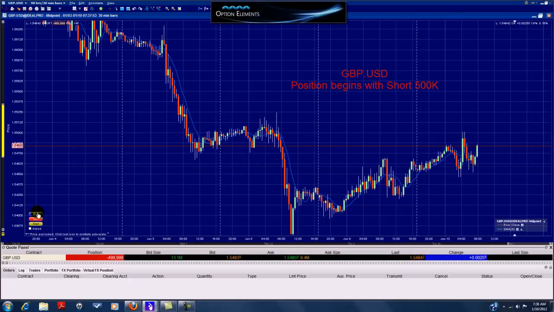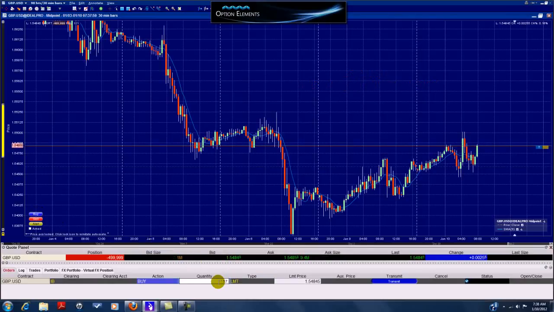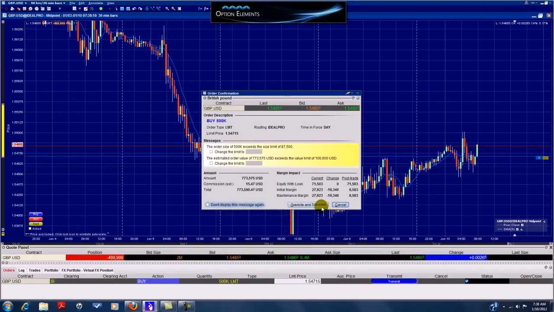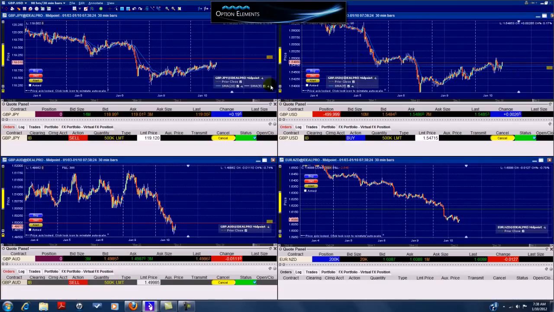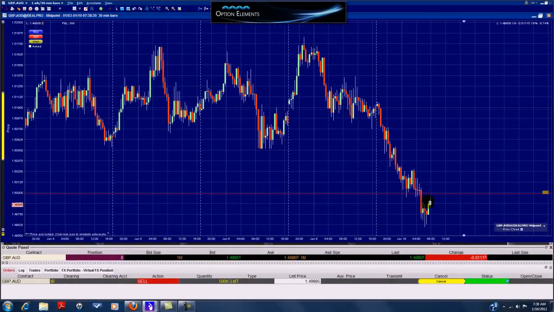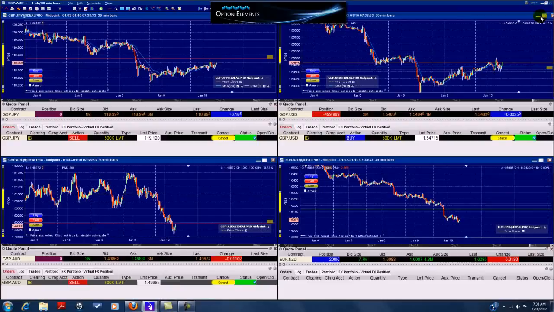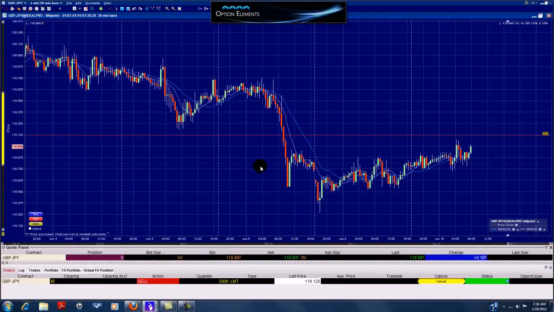So what we're going to do is go ahead and put our buy order in to cover that initial 500 if the market turns around and heads our direction. I've also got a sell order in here, haven't been hit yet. Working an order in our yen, nothing there.